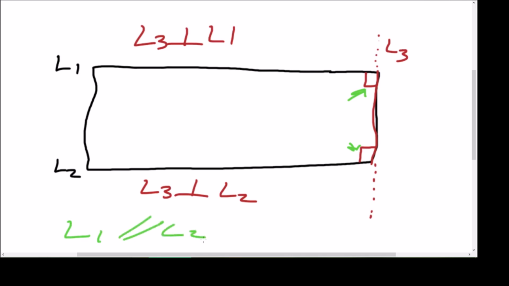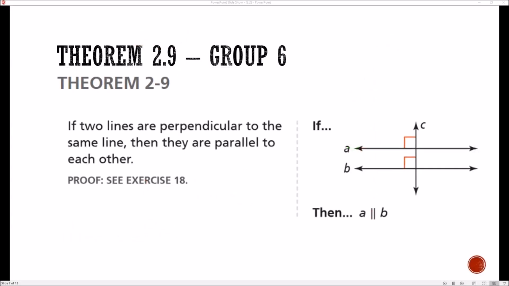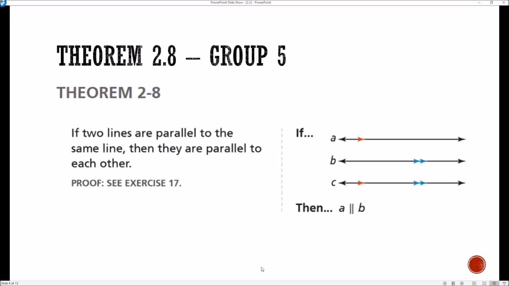Again, for 2.9, if you're doing 2.9, I really would like to see some more real-world examples. And once you start thinking about looking at things and trying to find out if things are parallel, it is such an easy thing to do. So that's group 6, and like I said, group 6 and 5, you don't have a lot of proof work to do, but what I want you to do is give us a lot of examples of real-world uses for these theorems, because they don't even have a name.